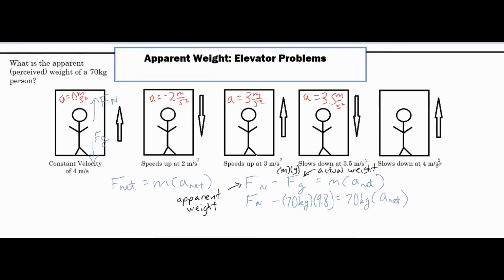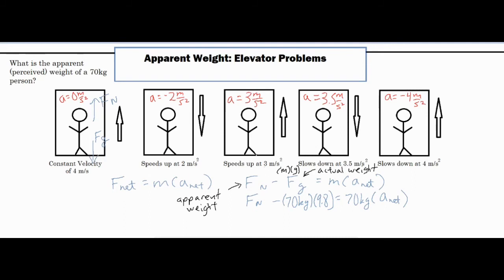Okay, this last one is pretty similar. It's slowing down at 4 meters per second squared, but it's moving upwards. So if it's moving upwards, but it's slowing down, that means the net force is directed downwards. So the acceleration is going to be negative 4 meters per second squared, because that net force is directed down to slow something down that is moving upwards. So then that net acceleration is also going to be negative.